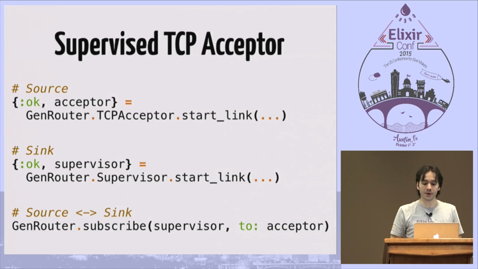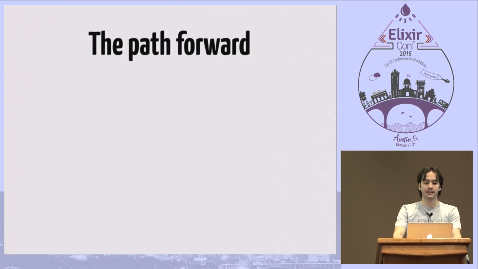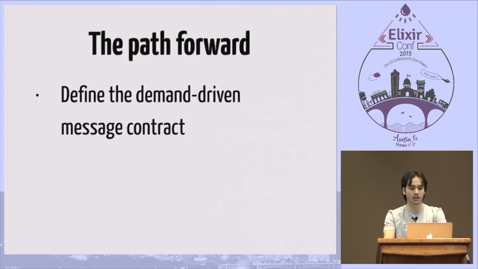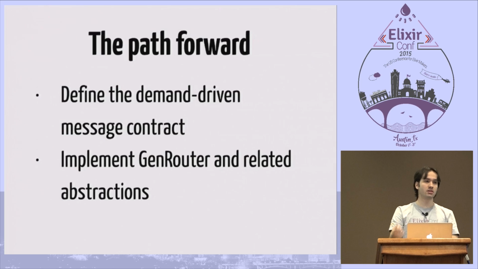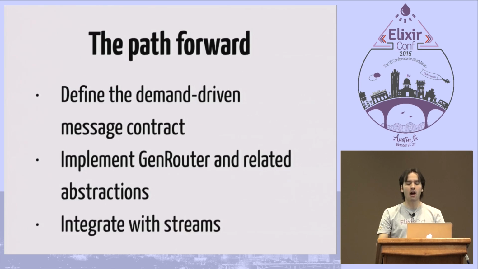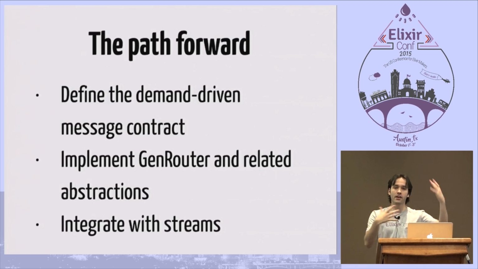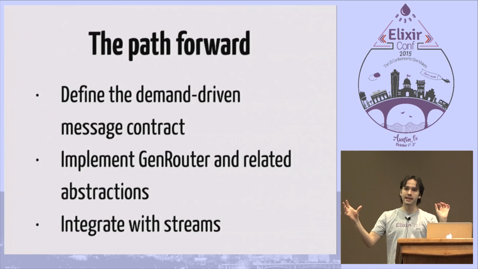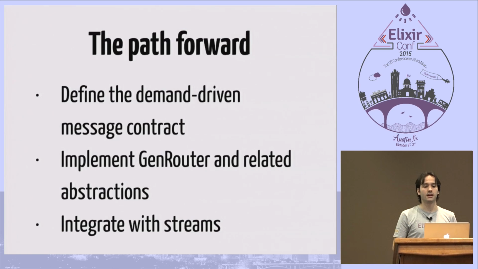Okay? So the path forward here is to define a demand-driven message contract, and it's mostly defined at this point. But we need to build more and more things to guarantee that this message contract is exactly what we want. And that's exactly where we are right now, okay? We are implementing GenRouter, and some of the conveniences are shown here, and we are going to start stressing them out really soon. And after we do all that, we go back to our initial question, which is how can we integrate all those things with streams? Because the stream things that we know and love today are very useful to express computations, right? So how can we get those two things and put them back together?